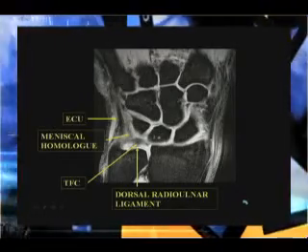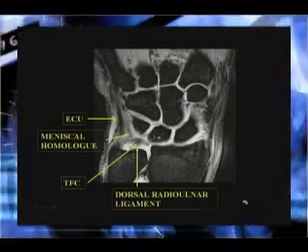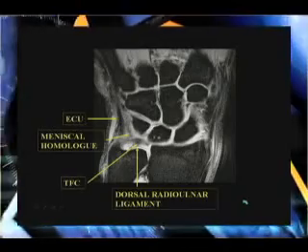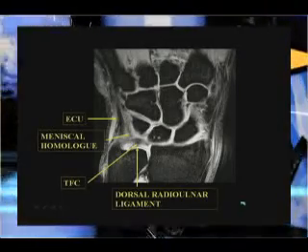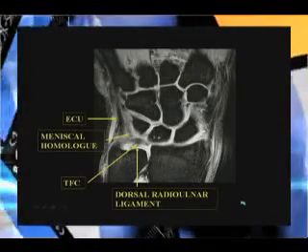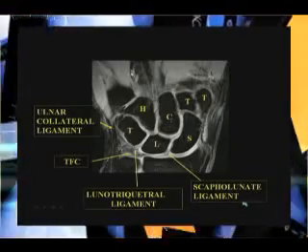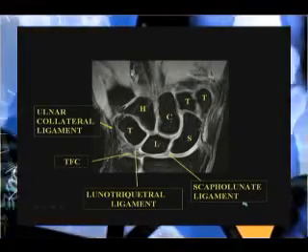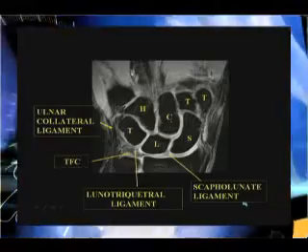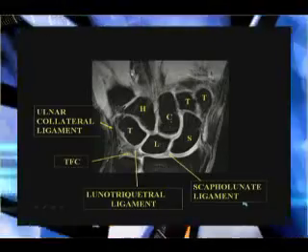In addition, you can see the homologue. It's a primarily triangular shaped structure. The ECU and the dorsal radioulnar ligament you can also see in this structure. In another following cut, you can see the scapholunate and the lunotriquetral ligaments. These are the most important structures.